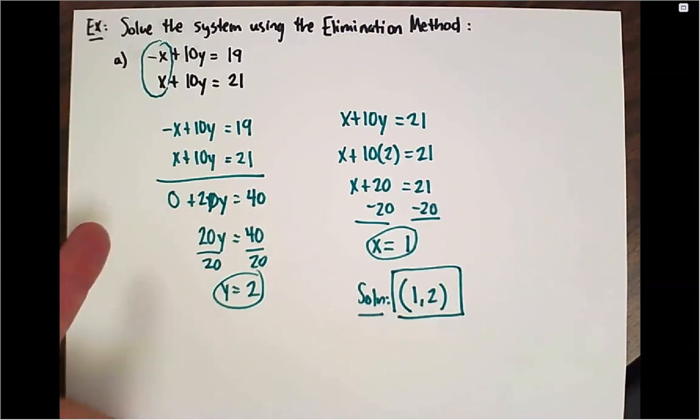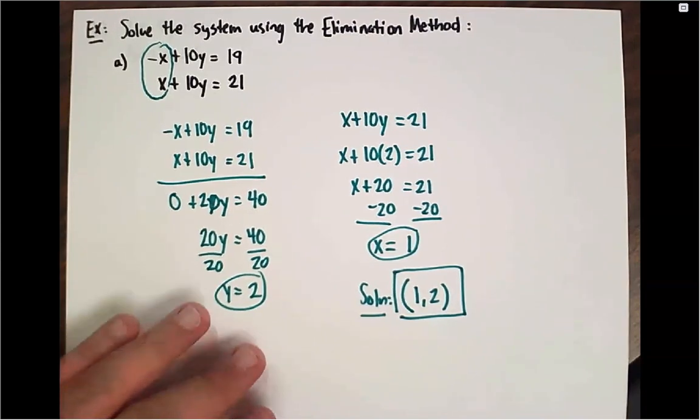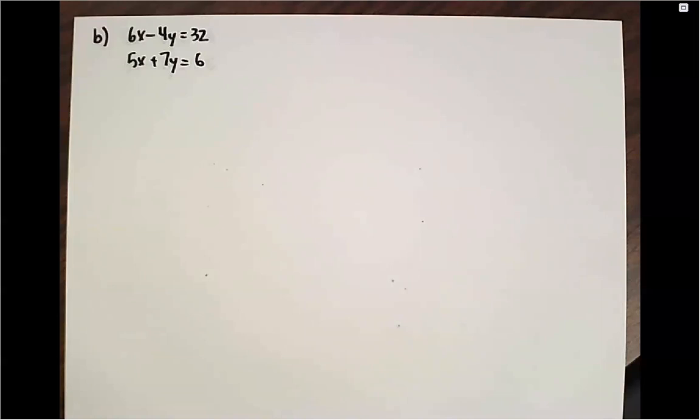It's nice when they already subtract out. Where the issues come in is when they don't. Like for instance, this system. 6x minus 4y equals 32, and 5x plus 7y equals 6. If I were to add these equations together right now, does either one of these variables equal 0? What's 5x and 6x? That's 11x. That ain't 0. What about negative 4y plus 7y? That's 3y. That ain't 0 either.